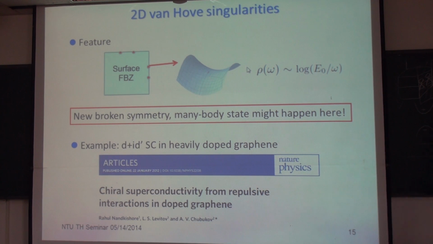And this is just to give you an example. Actually, we get a similar situation in graphene. If you heavily dope graphene to 3/4 or 1/4 filling, electron doped or hole doped, then it leads to a nontrivial superconductivity called chiral superconductivity, d plus id.